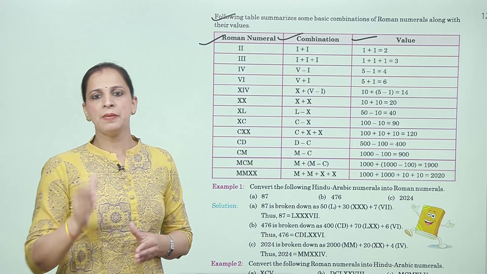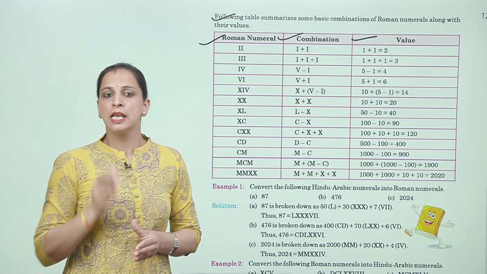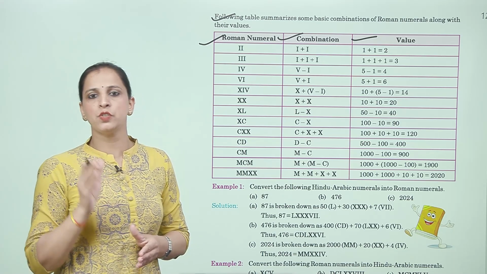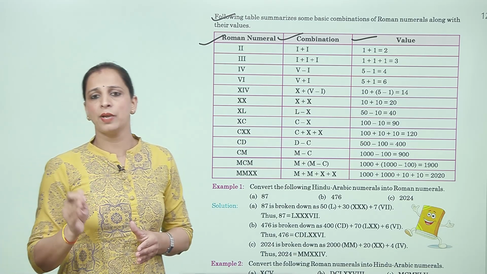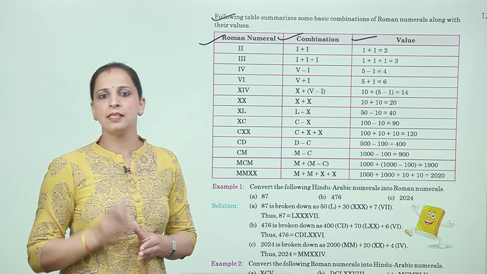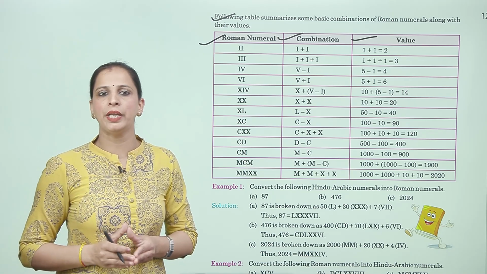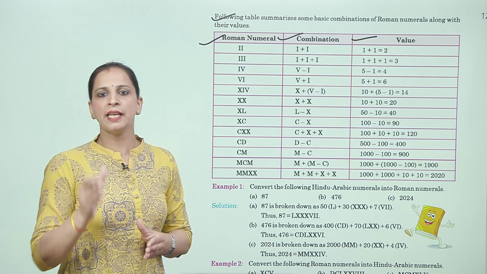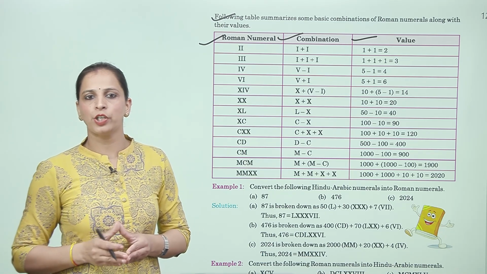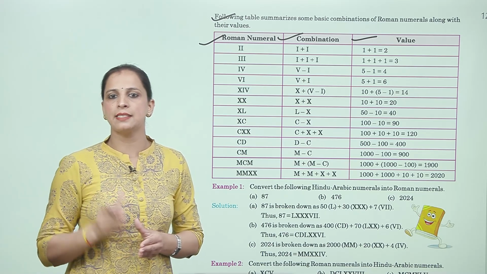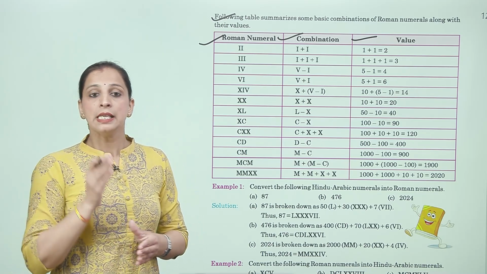VI is V plus I, that is 5 plus 1 is 6. XIV is X plus V minus I, that is 10 plus 5 minus 1 is 14. XX is X plus X is 10 plus 10, 20. XL is L minus X, that is 50 minus 10 is 40. XC is C minus X, that is 100 minus 10 is 90.